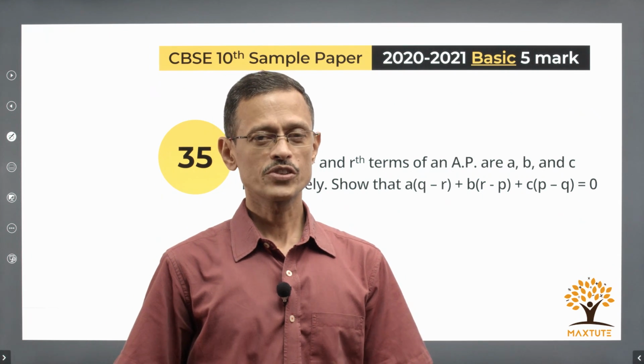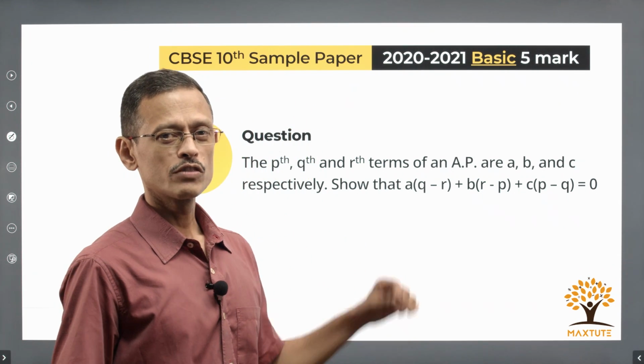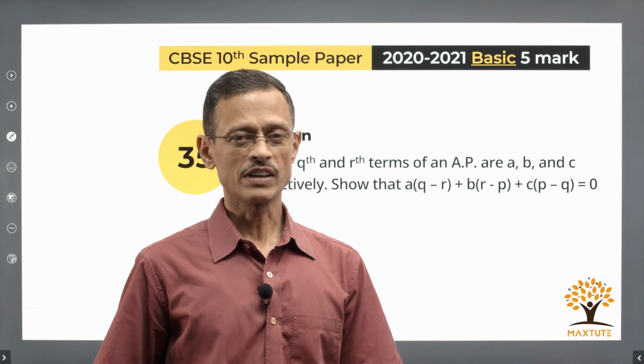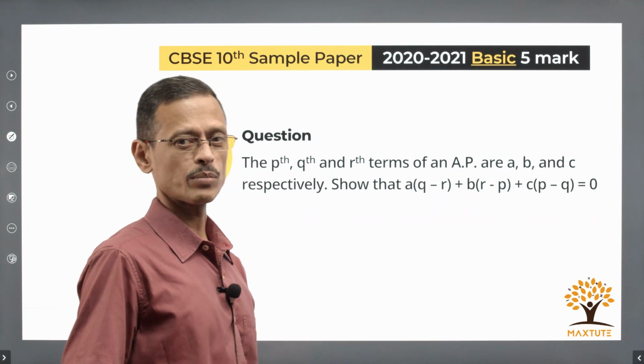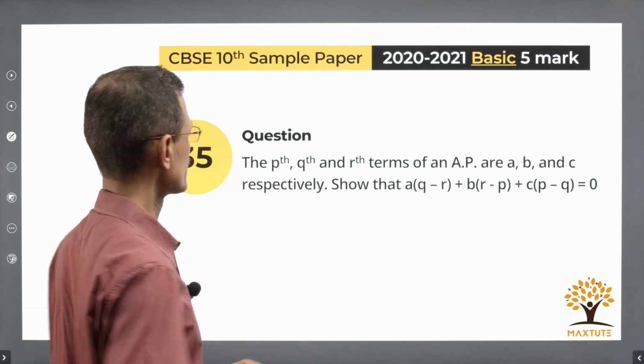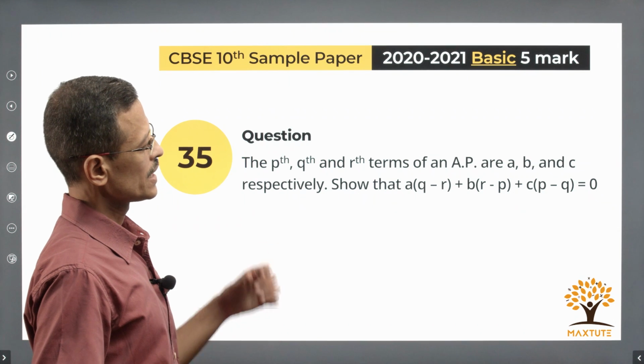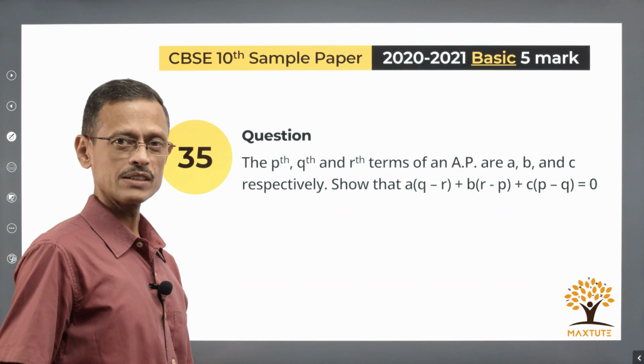Class 10 Math video solution to the sample paper given by the board for the board examination to be conducted in 2021. This is a basic version of the paper. It's a 5-mark question. This is from the chapter Arithmetic Progressions. An interesting question, right? The pth, qth and rth term of an arithmetic progression are a, b and c respectively.